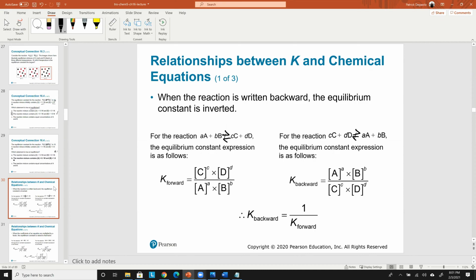Okay, so K forward just means the equilibrium constant of this reaction going forward. To reiterate, it would be C to the c times D to the d over the reactants, which is A to the a times B to the b. If we were to write this equation backwards, it would just be flipped. If we write the reaction backwards, which is shown right here on the right side, C plus D equals A plus B, the same thing as the left one but backwards, the equilibrium expression would be the new products over the new reactants, which would just be the reciprocal of the other one. So K forward is the reciprocal of K backwards.